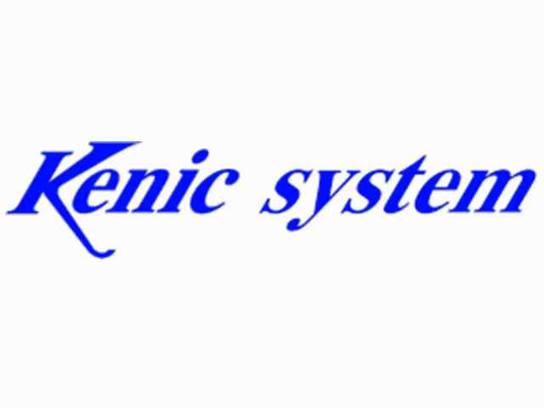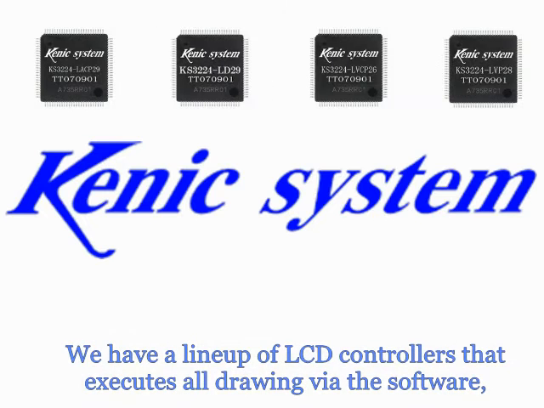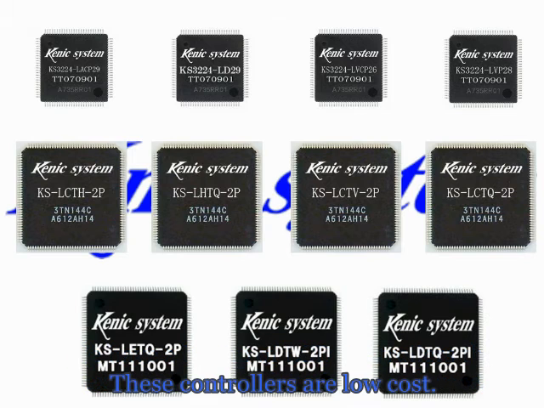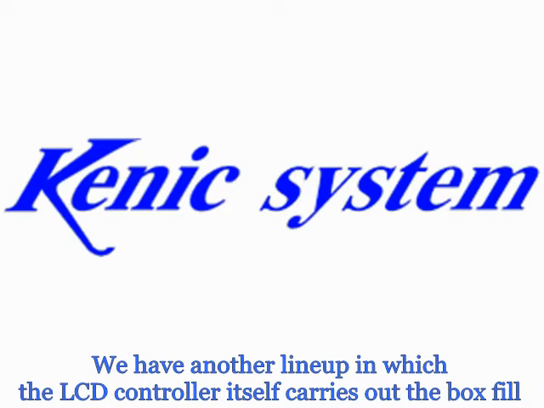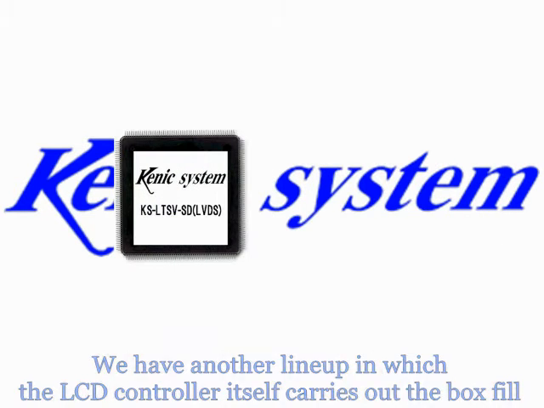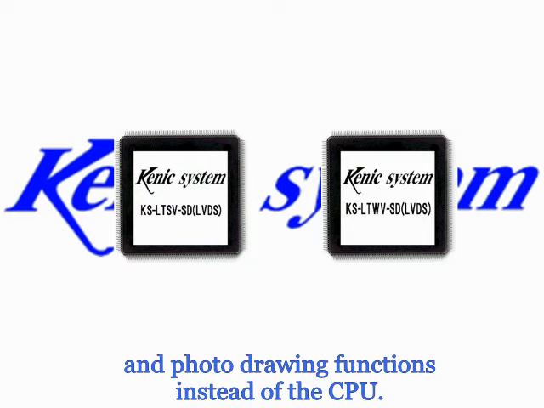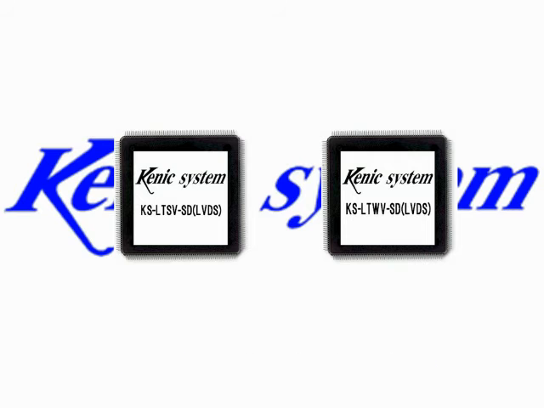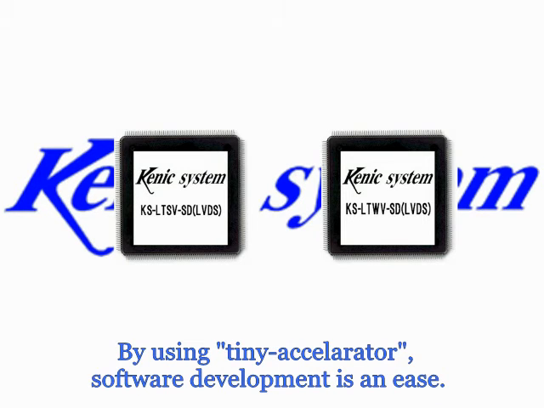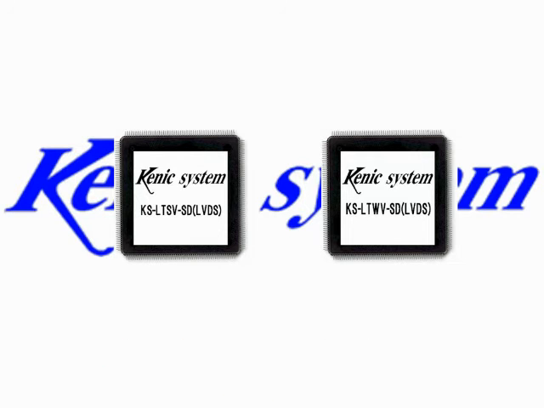Thus, based on the pixel drawing function, we have a lineup of LCD controllers that executes all drawing via the software, and these controllers are low cost. We have another lineup in which the LCD controller itself carries out a box fill and photo drawing function instead of the CPU. We call this function the tiny accelerator. By using this tiny accelerator, software development is easy.